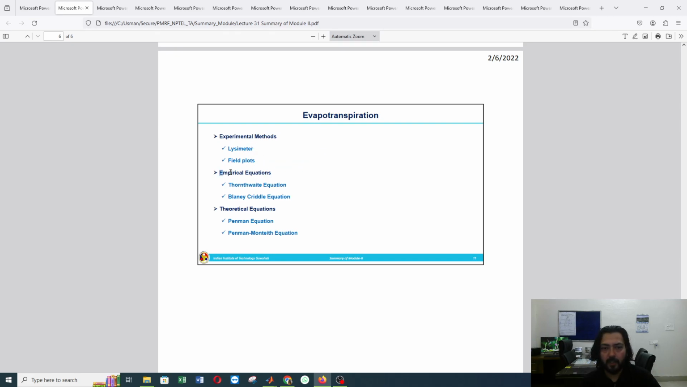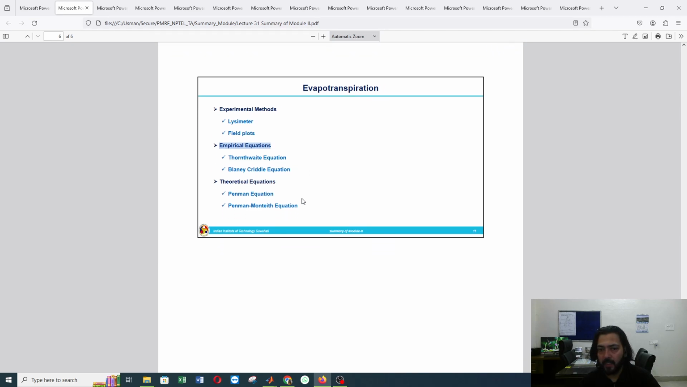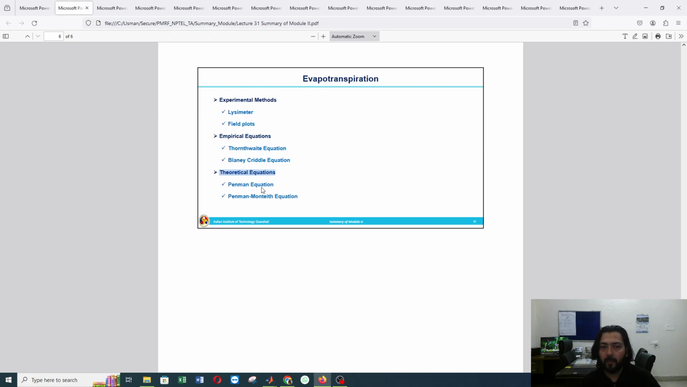Another method was empirical equations. We talked about the Thornthwaite equation, the Blaney-Criddle equation, and there are theoretical equations like the Penman equation and the Penman-Monteith equation. We have seen numericals on each of them.